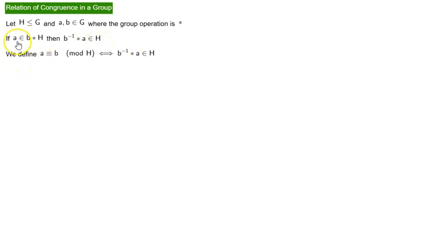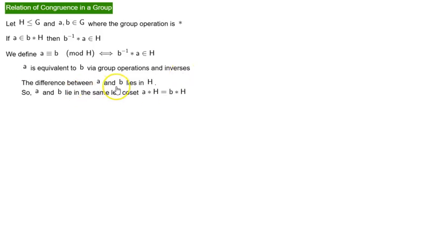So we define A is congruent to B mod H if and only if B inverse times A is in H. Here what we are saying is A is equivalent to B via group operations and inverses. The difference between A and B lies in H. When we say difference, we are talking not necessarily in terms of subtraction, but in terms of the operation of the group. So A and B lie in the same left coset, A times H equal to B times H.